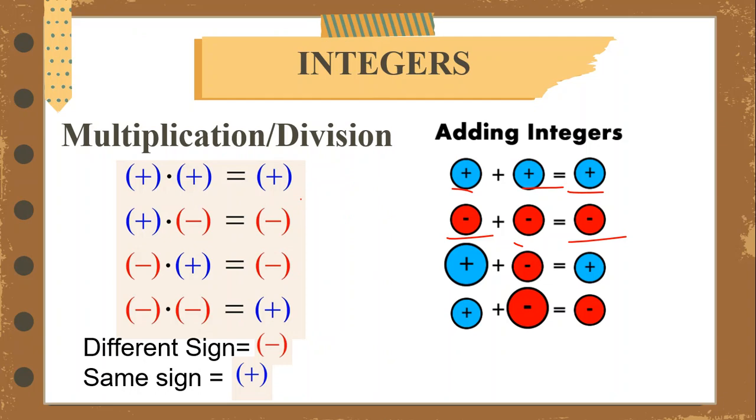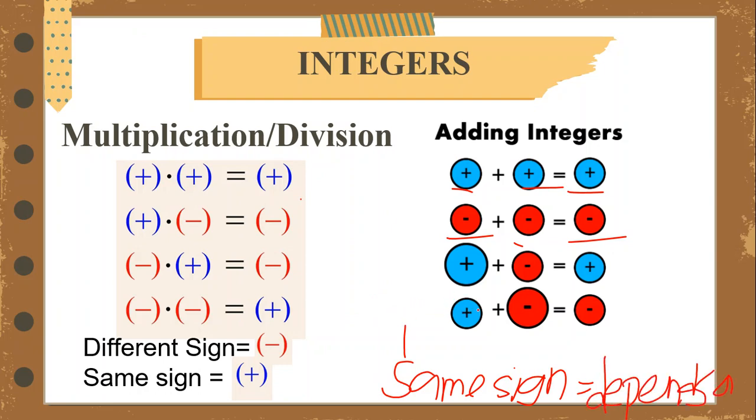So when adding integers, if they have the same sign, it depends on the common sign. For example, positive and positive equals positive, negative and negative is equal to negative.